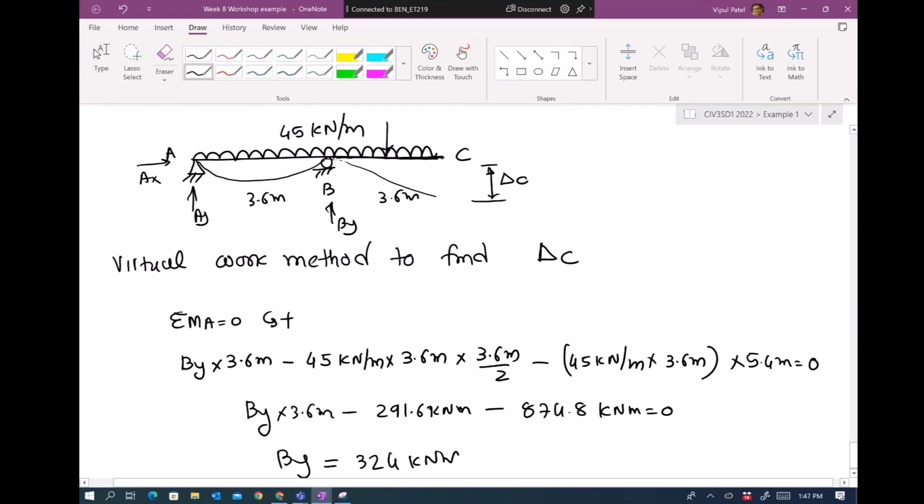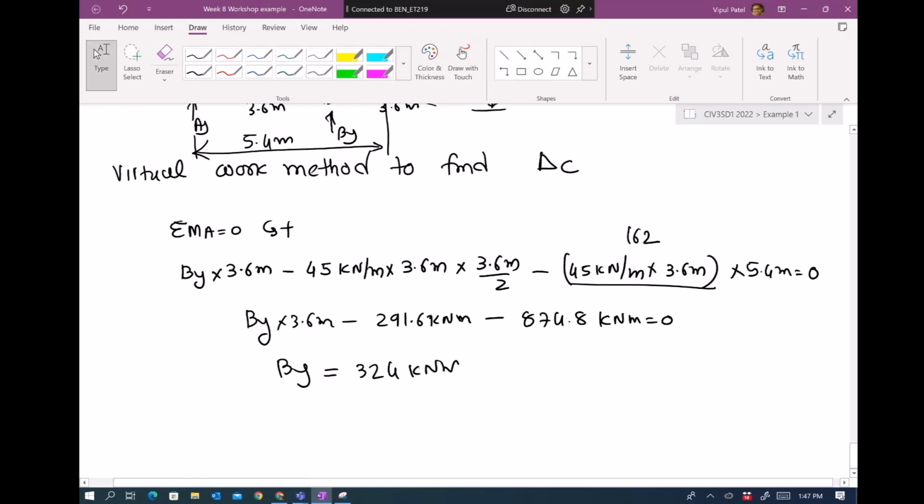So if I have this force here, which is 45 times 3.6, then you have 162, and this distance from here to here is 5.4 meters. Does it answer your questions? Okay, so this is 162 and that is 5.4. Everyone got this? Don't copy this one, 324. If you get a different answer, tell me, double check.